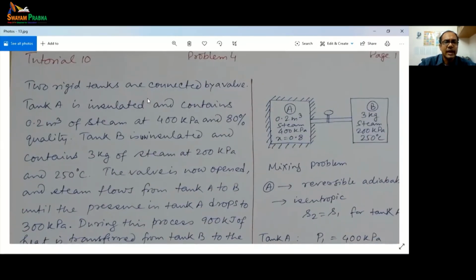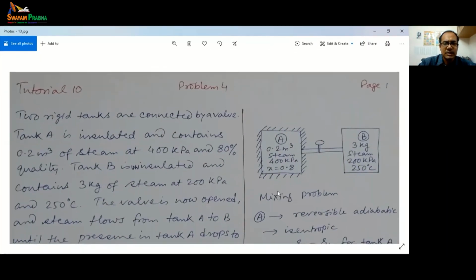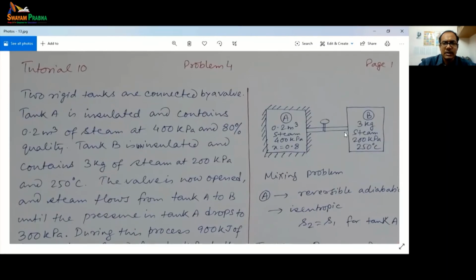So two rigid tanks are connected by a valve. Okay, as you see in the right hand side figure, it's connected through a valve. Now the left hand side tank, we call it tank A. Okay, and the other one is B. Now tank A is insulated and contains 0.2 meter cube of steam at 400 kPa and 80% quality. So this is a two-phase mixture of steam and water, and the tank is insulated.